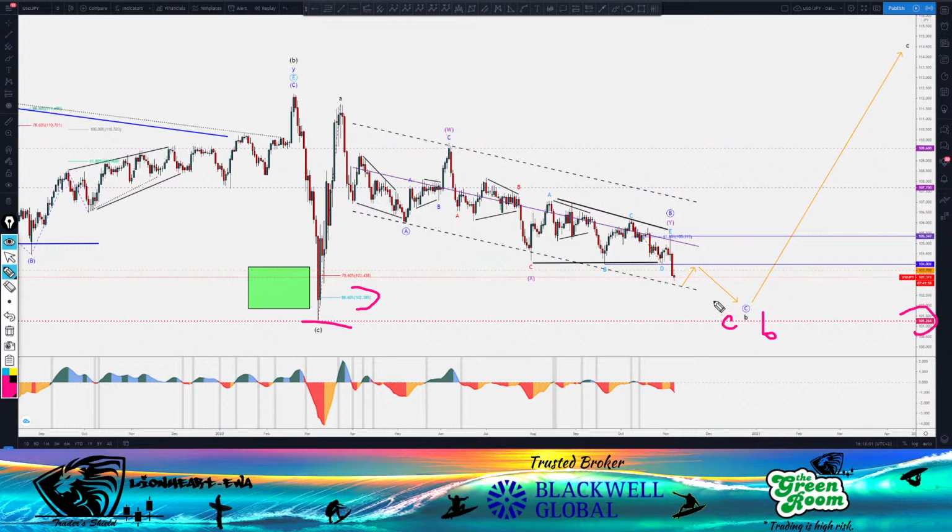Be that as it may, because it's a motive structure, the C wave can only be either an impulse or an ending diagonal. That's it, so we're going to treat this as such. At least now we know we've broken through, we breached the 104 levels. Once we have done that, we would be expecting this to retest and bump its head, and that will be our wave 2 for this.